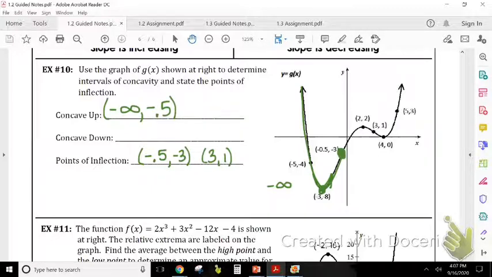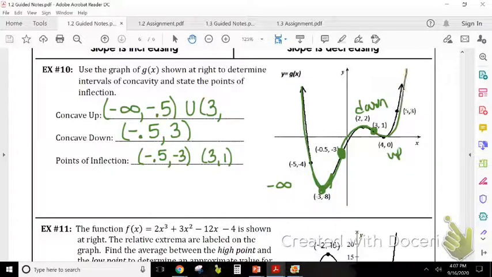And then what happened at that negative 0.5? Well, this is where we said it was going to become concave down. So at that negative 0.5, it's starting to become concave down. And so we know it's going to be concave down until there's some point in between, because over here we got another one that's concave up, okay? Some point in between, which was at 3, 1. So it's going to be concave down until x is 3. And then notice it's going to become concave up again. It starts to be concave up at that point of inflection at 3. And it never stops being concave up. So therefore, it goes to positive infinity.